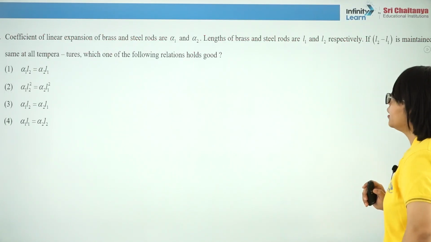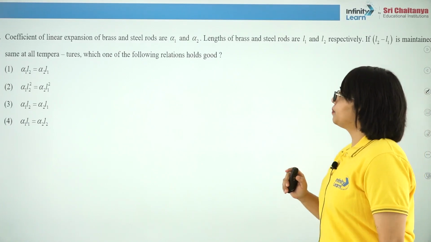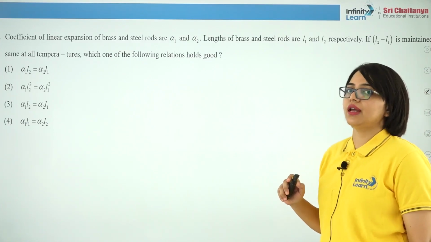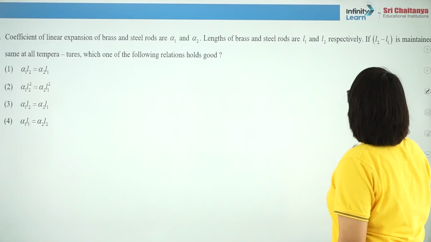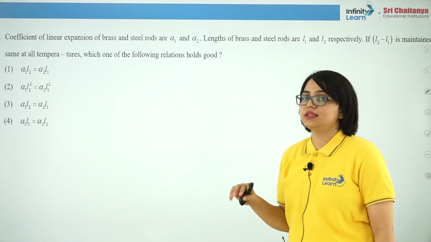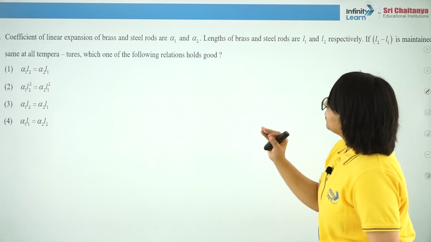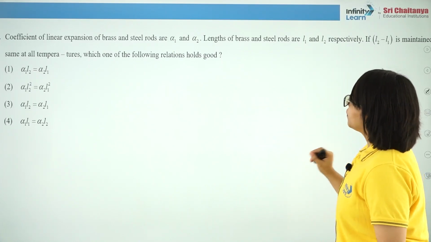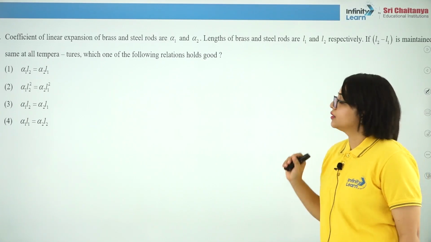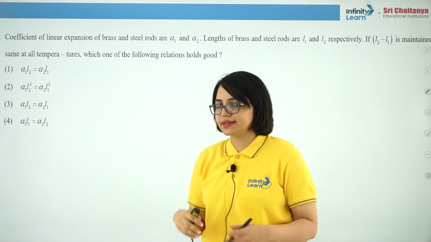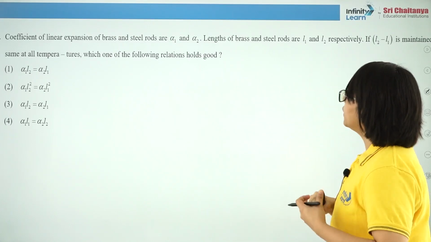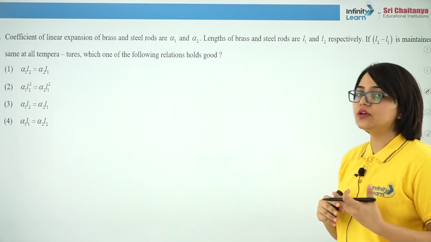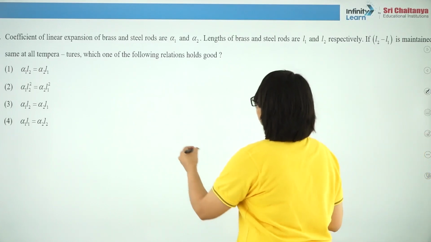Next is 130. Coefficient of linear expansion of brass and steel rods are alpha 1 and alpha 2. Lengths of brass and steel rods are L1 and L2 respectively. If L2 minus L1 is maintained same at all temperatures, which of the following relations holds good? That means L2 minus L1 is constant. That means the expansion of brass rod is equals to expansion in steel rod. So, let us equate this expansion.